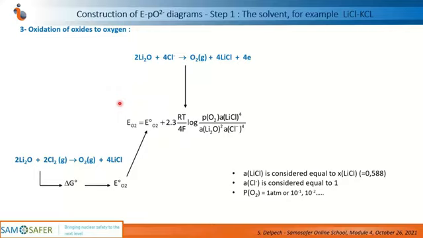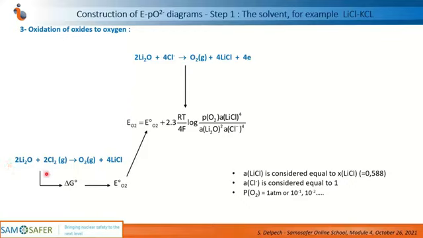Another point which has to be considered for the construction of these diagrams is the oxidation of the oxide to oxygen. In the same way, we always have the same approach. We write the electrochemical reaction, we write the Nernst relation, and we have the global chemical reaction considering as a reference the chlorine gas evolution.